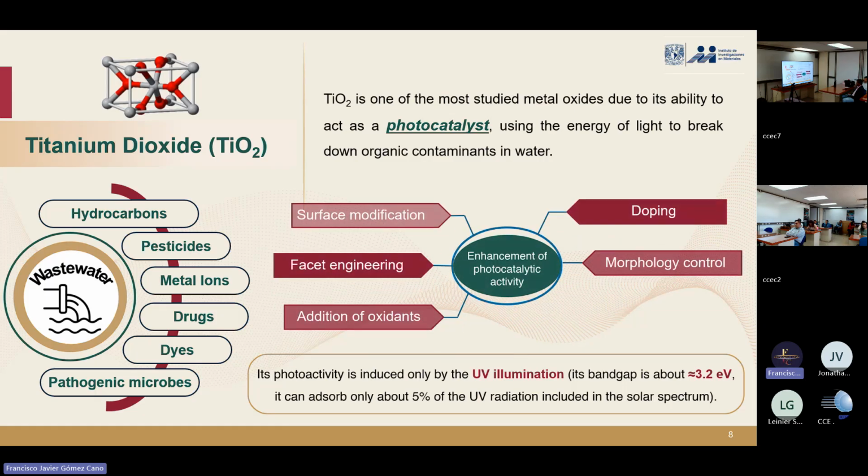That is why there are different strategies to modify this material with the objective of improving the efficiency in absorption or photocatalysis. Some examples are surface modification, morphology control, and doping. However, in our case, between these different alternatives, we decided to work with the incorporation of another material to create a hybrid structure.